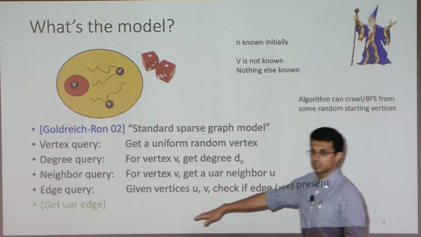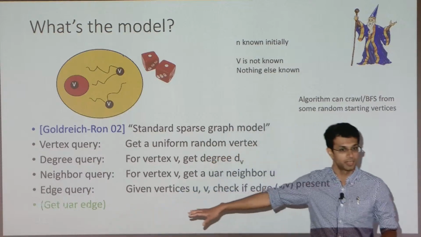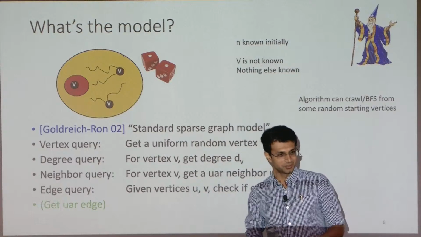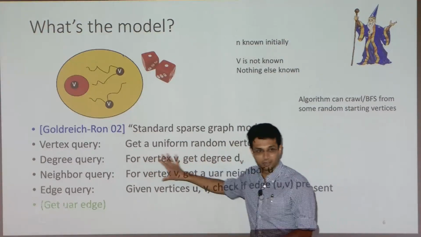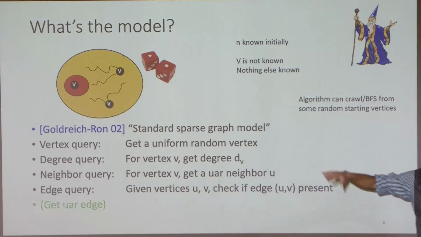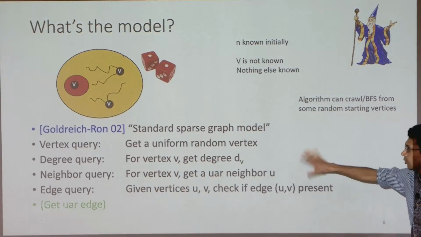In some results, you can even get a uniform random edge. Sapir is nodding because he has worked on questions of that form. But I will talk about just the standard model without that, because I think that highlights some of the basic techniques which are applicable in all settings. Any questions about the model?